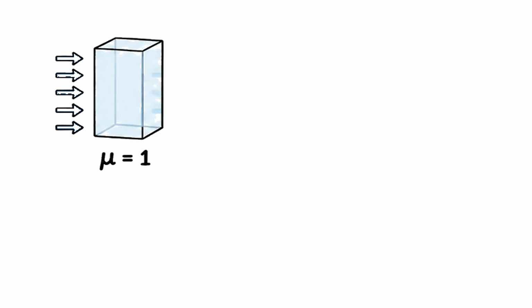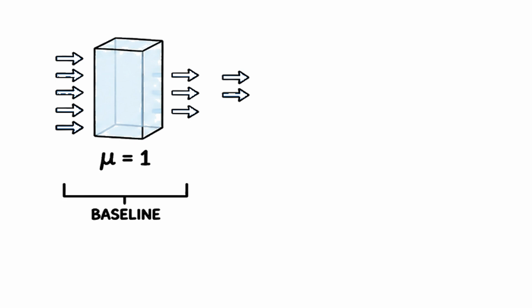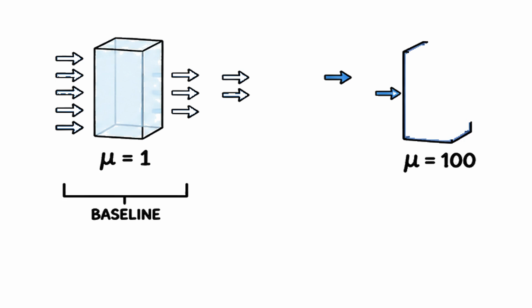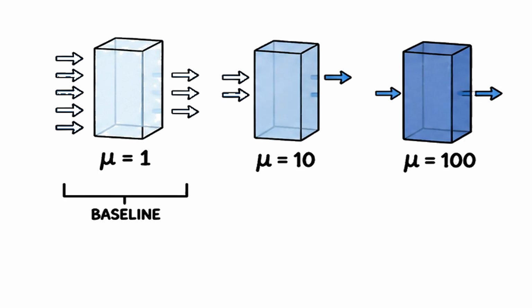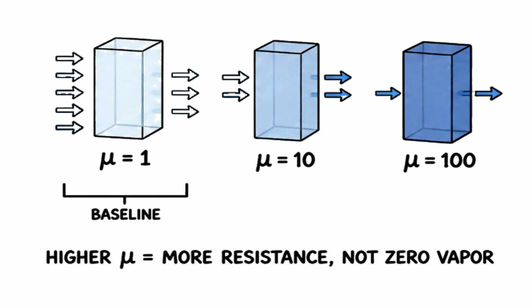Think of mu as a traffic slowdown for vapor molecules. Air is the baseline. A low mu material slows them only a little. A high mu material creates much more resistance. But mu does not mean vapor stops.